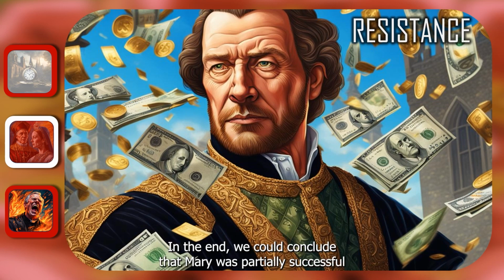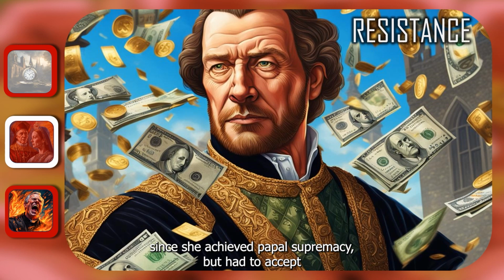In the end, we could conclude that Mary was partially successful, since she achieved papal supremacy, but had to accept that the lands would remain under private ownership.